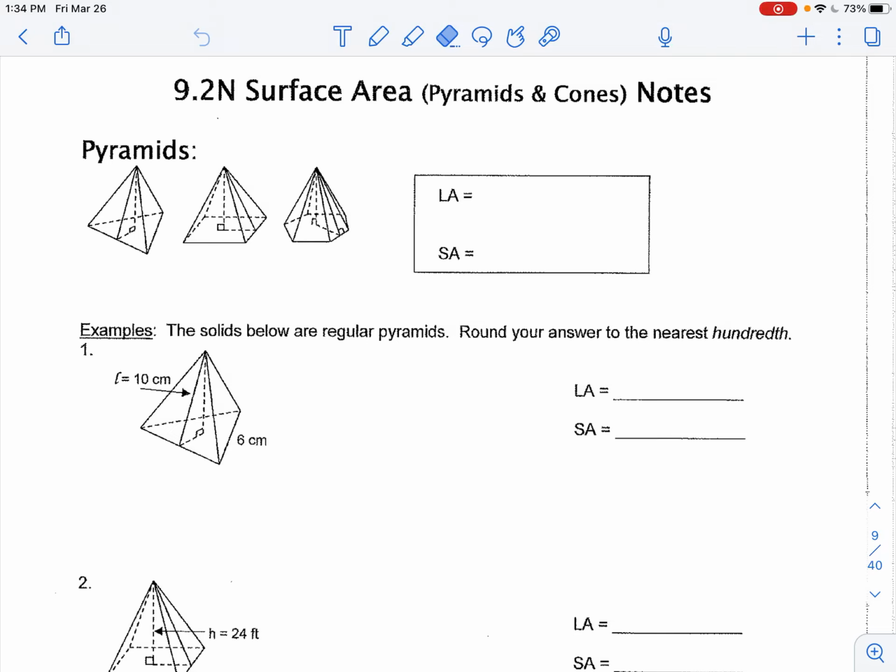In this video, we're going to cover surface area of pyramids and cones. So the first formula let's look at is the lateral area, and this is 1/2 the perimeter of the base times the slant height. So the P stands again for the perimeter of the base, and L is the slant height.